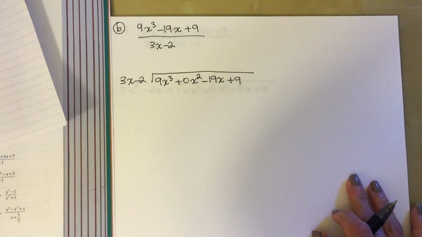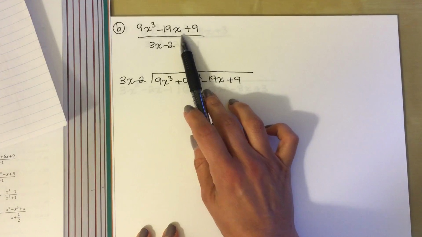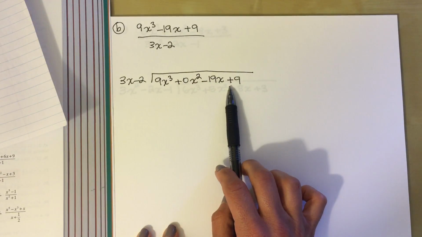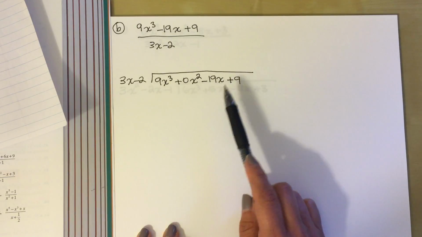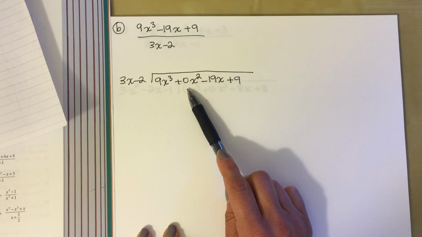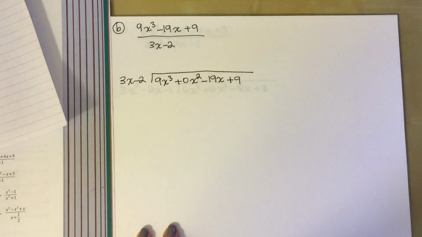This one's a little bit different. If you look at the numerator, which goes inside, it does have a missing term. It does not have x squared. So what we're going to do is write 0x squared as a placeholder. Just makes it a little bit easier. Let's go through the division.